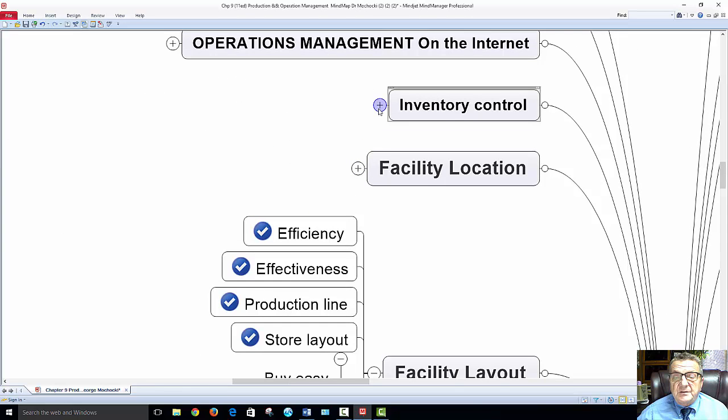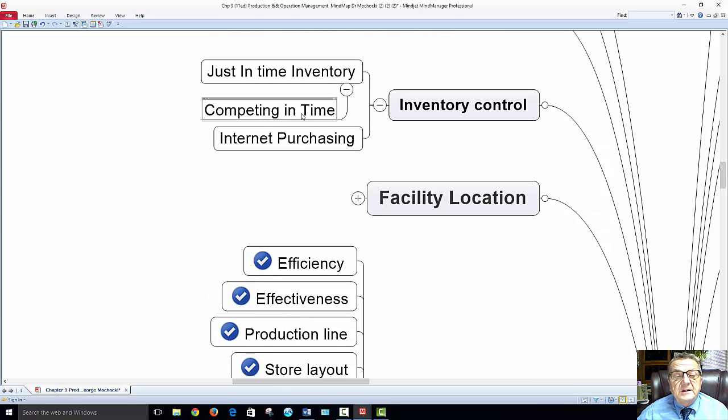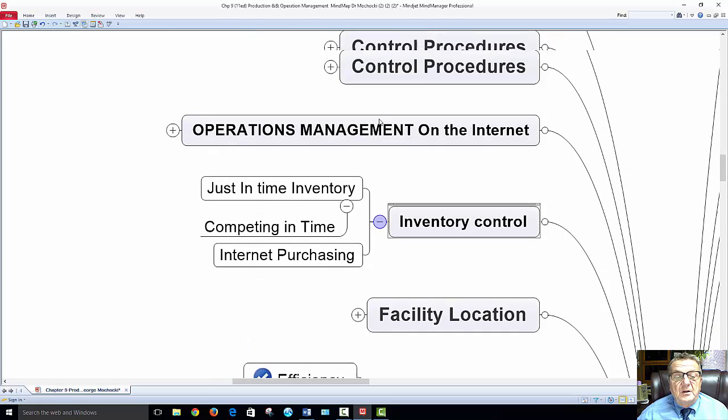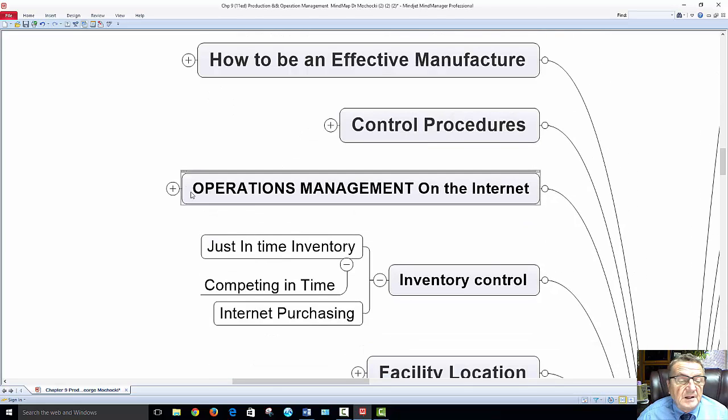Okay. Now the next one is inventory control. Just-in-time inventory is competing in time. Internet purchases. You have that operations management on the internet.